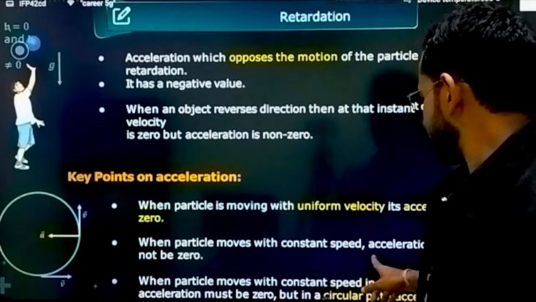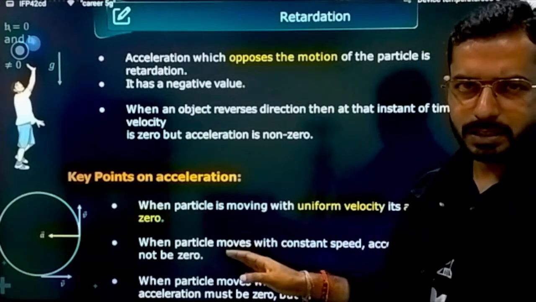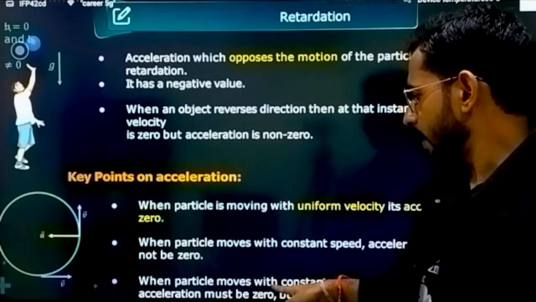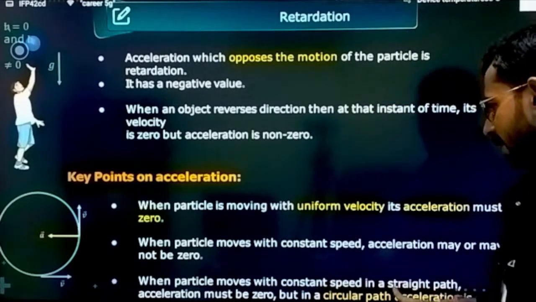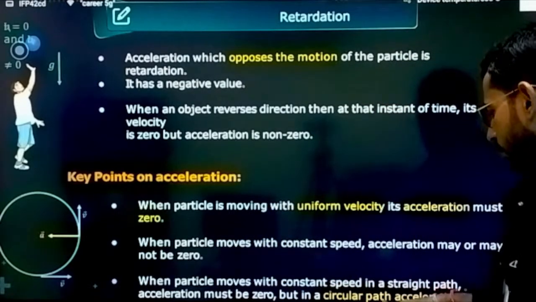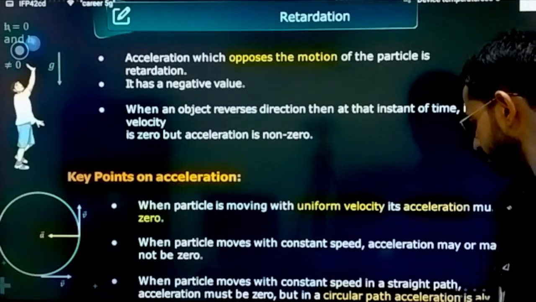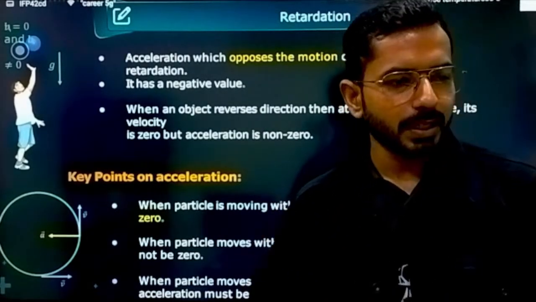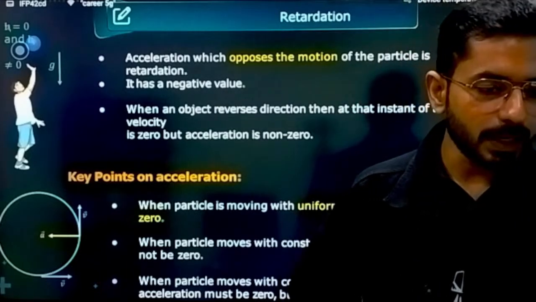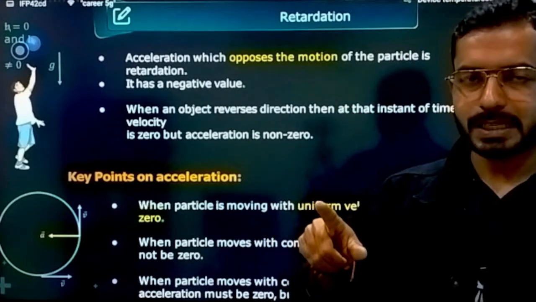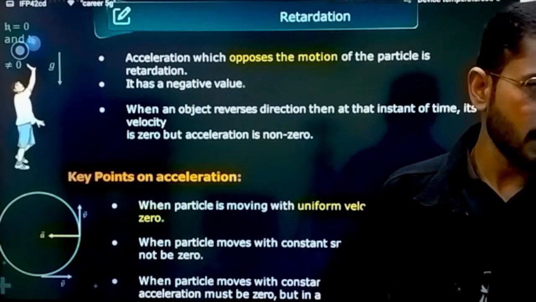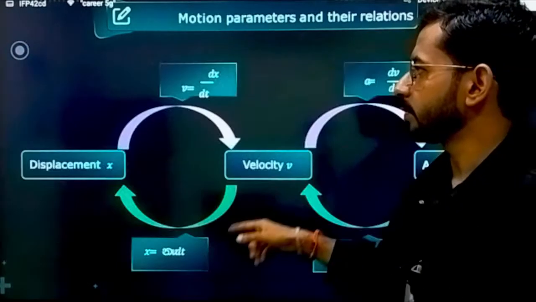When a particle moves with constant speed, the acceleration may or may not be zero. When a particle moves with constant speed in a straight path, acceleration must be zero. In a circular path, acceleration is always there. You know that whenever a particle is moving in circular motion, it always requires a centripetal force, and if a centripetal force is always required, of course it will have some acceleration. Without acceleration, how can you get the centripetal force?